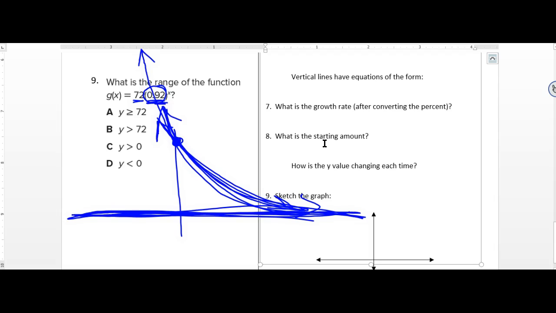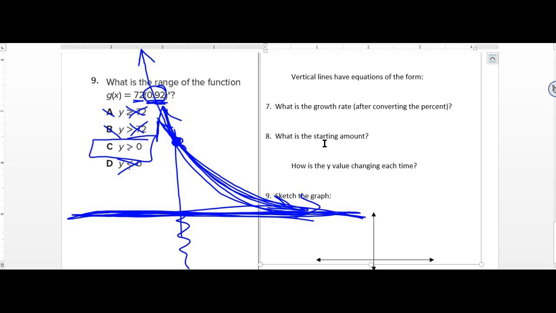72 is where it starts out. It goes above and below 72. So I can't have A or B. The only real options to look at are y is greater than 0 or y is less than 0. Well, it's not less than, because that's down here in the negative. It is greater than 0.